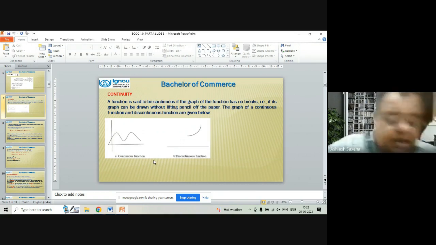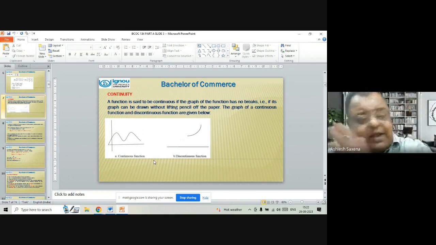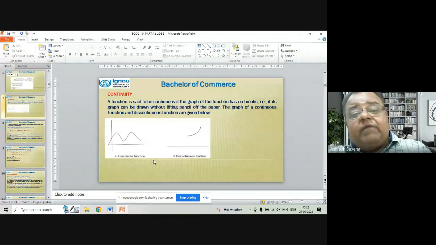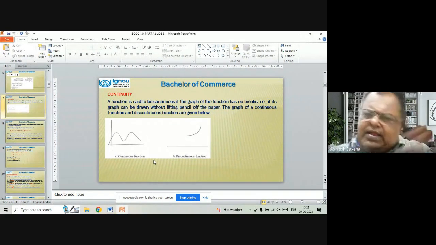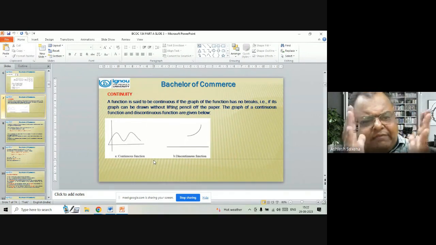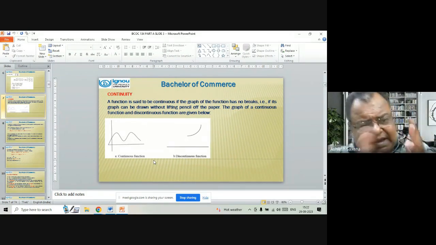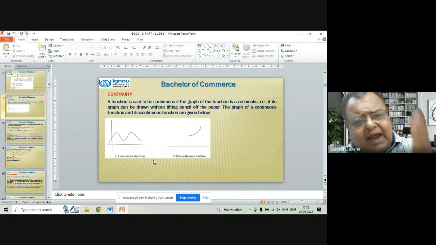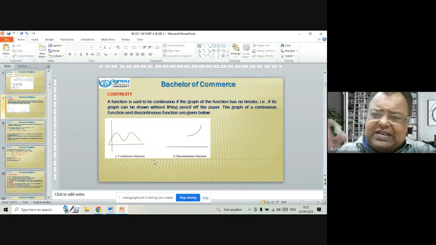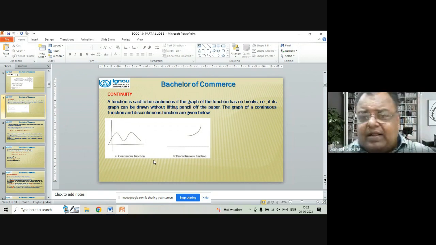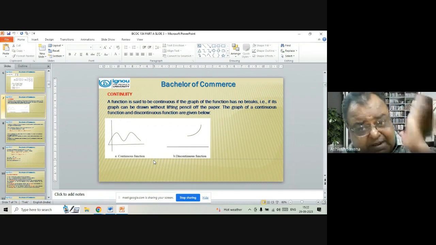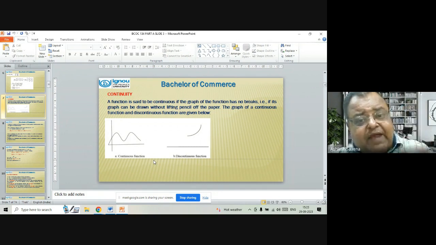Now, second part, moving further in the limit and continuity session, we will be talking about continuity. Simply, what is meant by the word continuous? Continuous means something which doesn't break. Correct? A function is said to be continuous if the graph of such a function has no breaks. That is, if the graph can be drawn without lifting the pen off the paper.